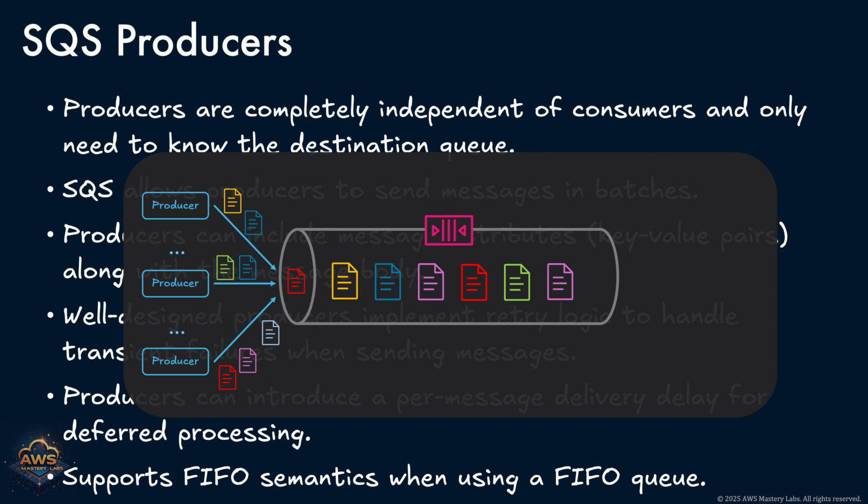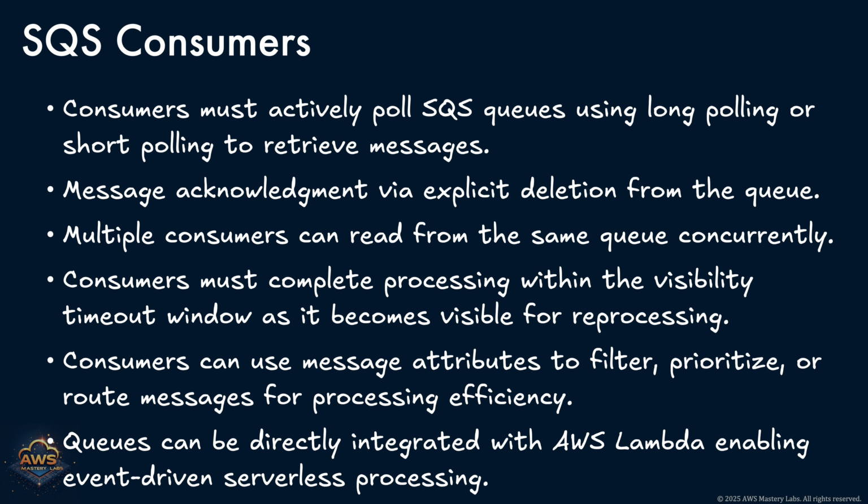Finally, for workflows requiring strict order and exactly once processing, producers can leverage FIFO queue semantics. When sending messages to a FIFO queue, producers can specify a message group ID to maintain strict ordering within that group and use deduplication IDs to prevent accidental reprocessing of duplicate messages. Let's now look into the role of SQS consumers, the components responsible for retrieving and processing messages from the queue.